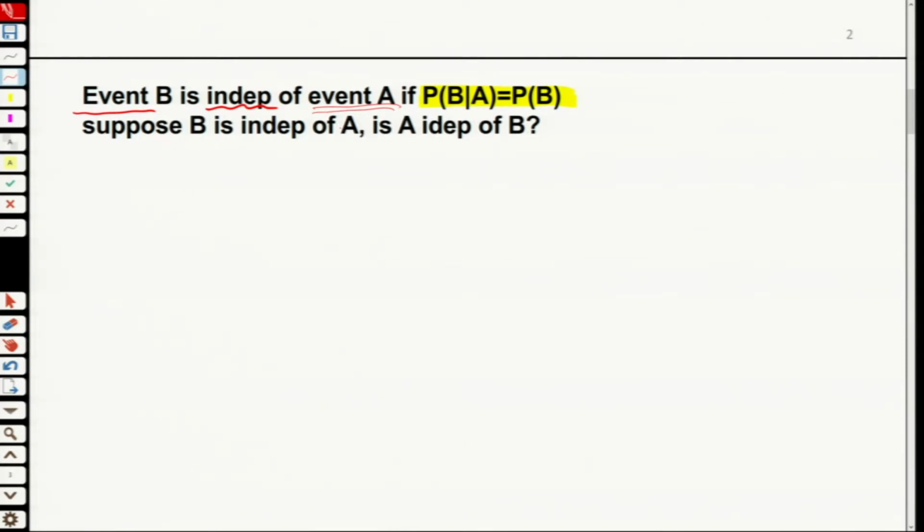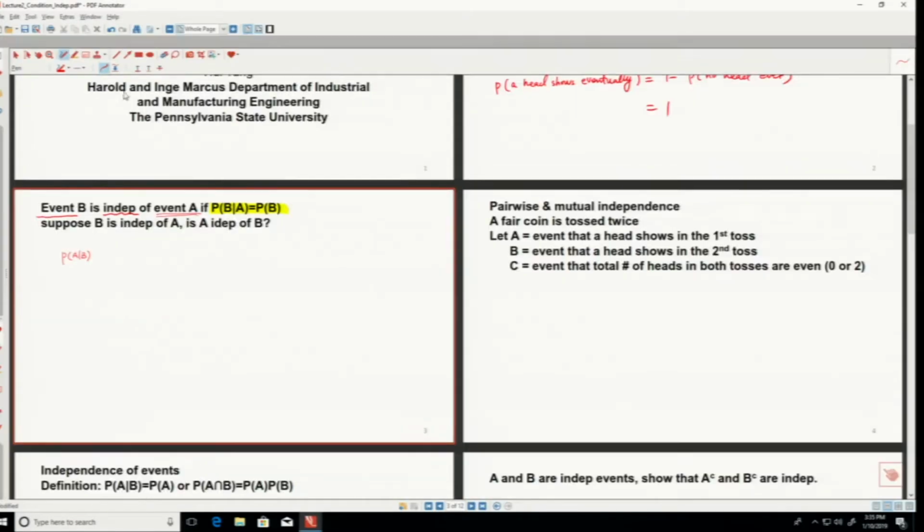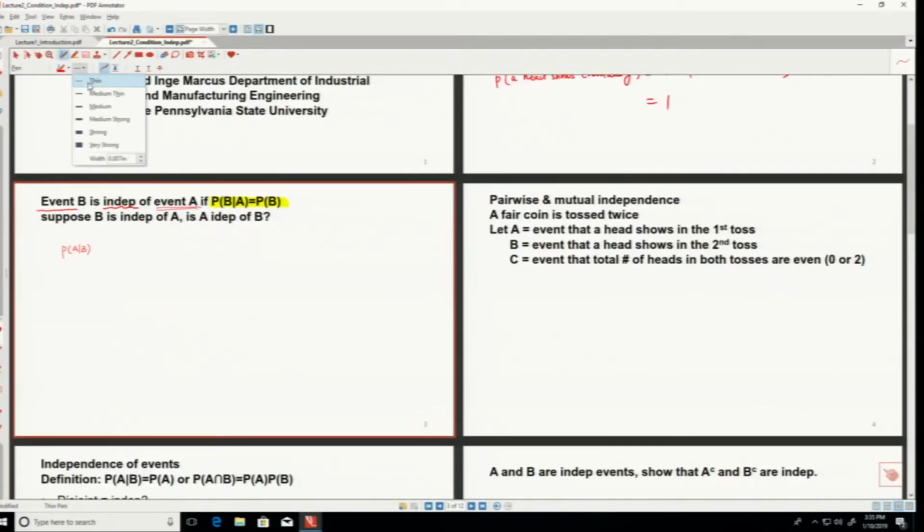Now, suppose B is independent of A. Now the question is, is A also independent of B? So now we're going to check this problem. So the probability of A given B. Let me change the line width.